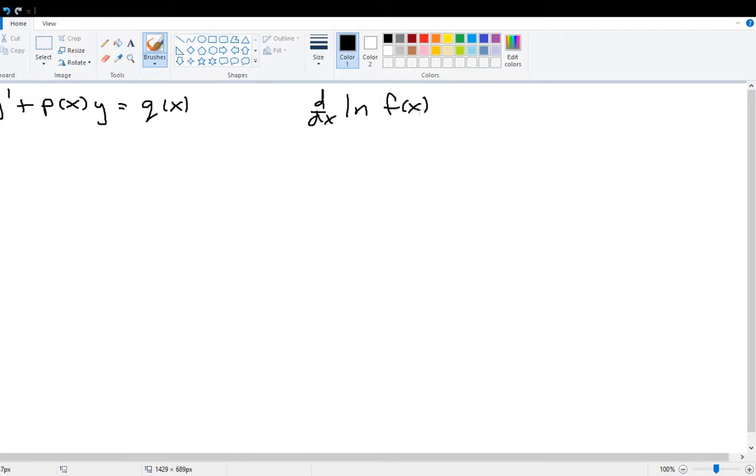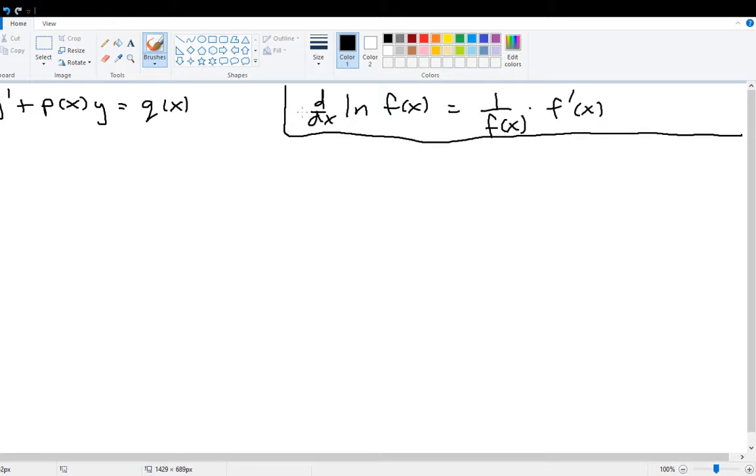Again, assuming that f of x is differentiable at x and ln is differentiable at f of x, we can use the chain rule, obviously, and this just becomes 1 over f of x times the derivative f prime of x. So I'm just going to keep this in a little box, so that we keep it for later.